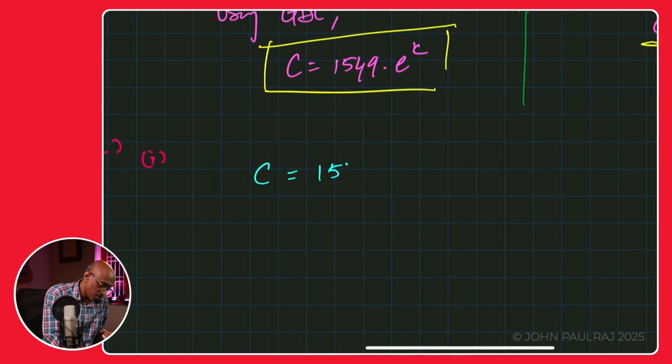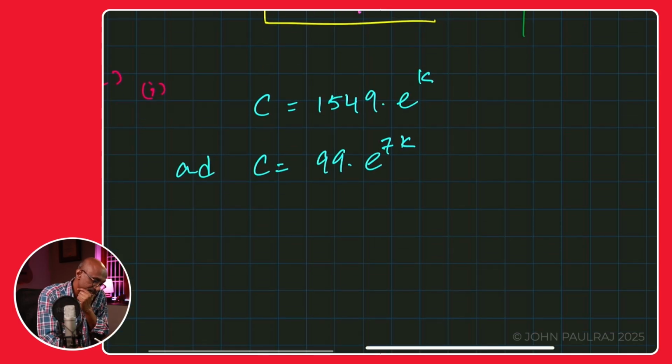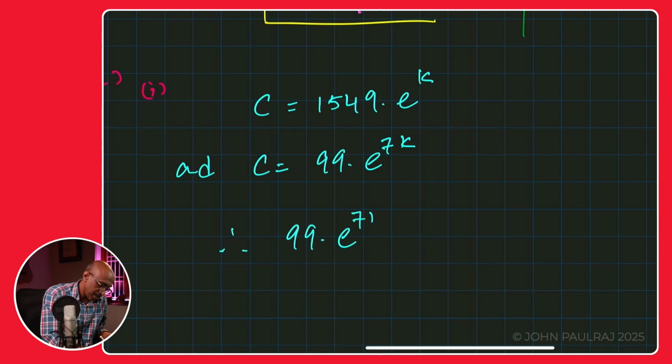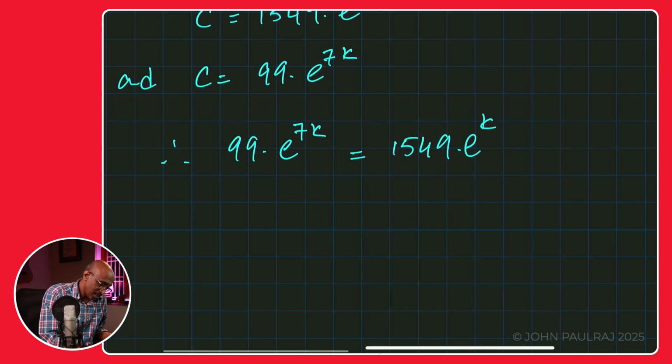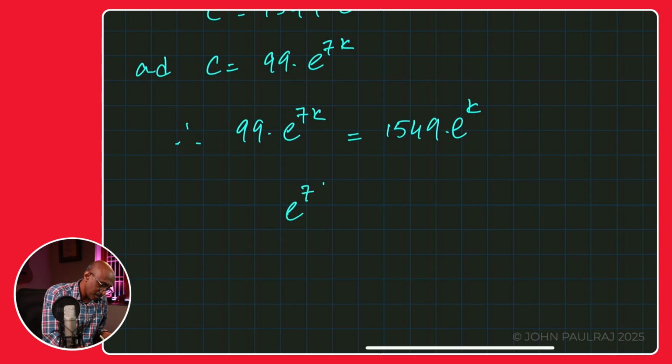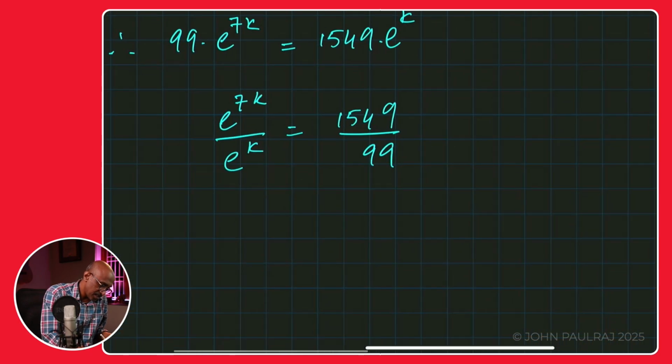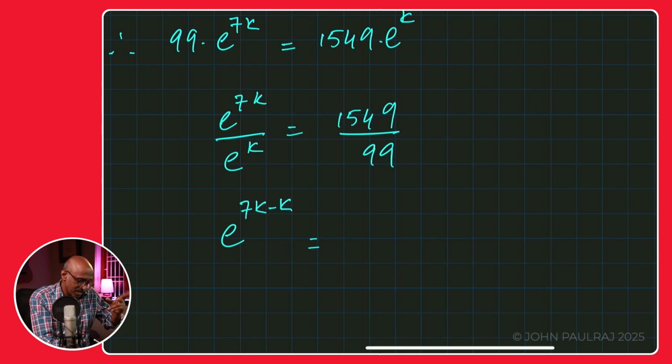c equals 1549 e to the power of k, and c equals 99 e to the power of 7k. All right, so they both are equal. We can just equate them, and we can say that therefore 99 e to the power of 7k must be equal to 1549 e to the power of k. Nice algebraic process. Okay, so e to the power of 7k divided by e to the power of k is nothing but 1549 divided by 99. Right, so this just gives us e to the power of 7k minus k.